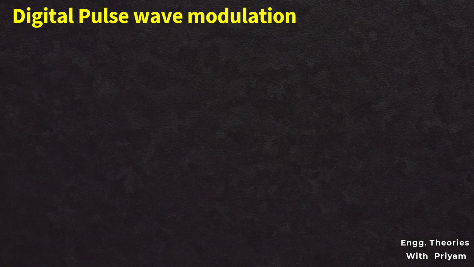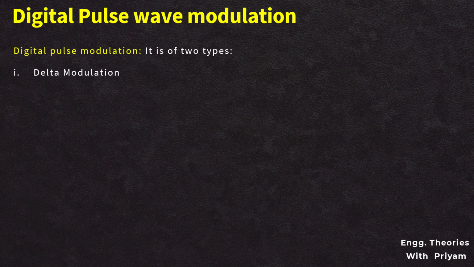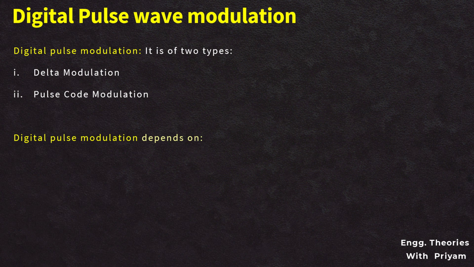Digital pulse wave modulation is divided into delta modulation and pulse code modulation. Digital pulse modulation is based on sampling and quantization techniques, which will be discussed in detail in the incoming lectures. Without understanding sampling and quantization techniques, we cannot understand delta modulation and pulse code modulation. So we will understand delta modulation and pulse code modulation after understanding sampling and quantization techniques.